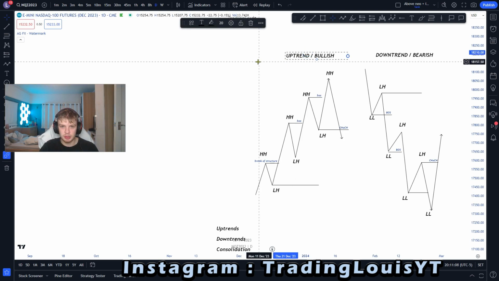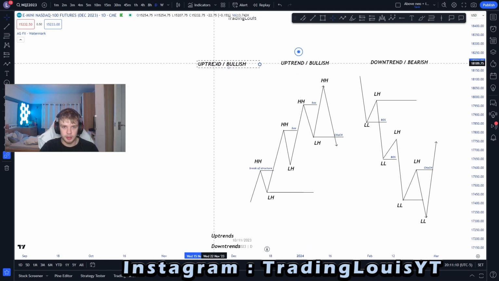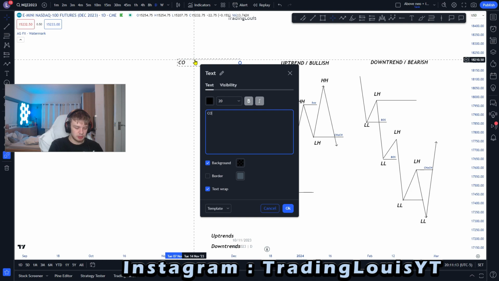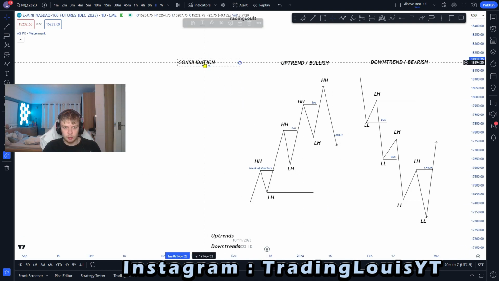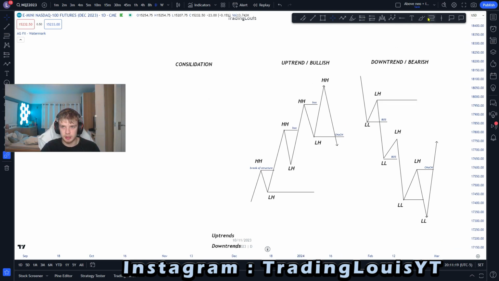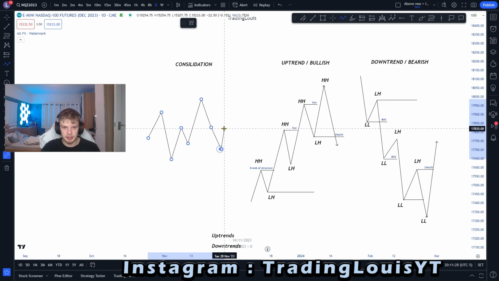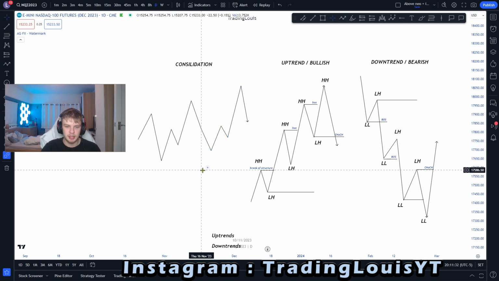So consolidation is when we are just going sideways in the market. Let's say that the market looks something like this. It looks very messy. It's just going sideways really. There's not any structure to it.